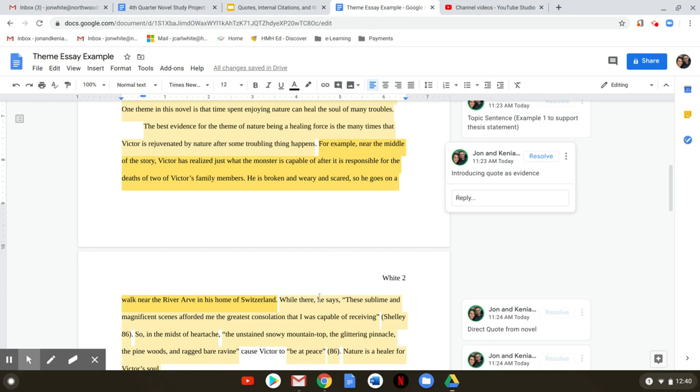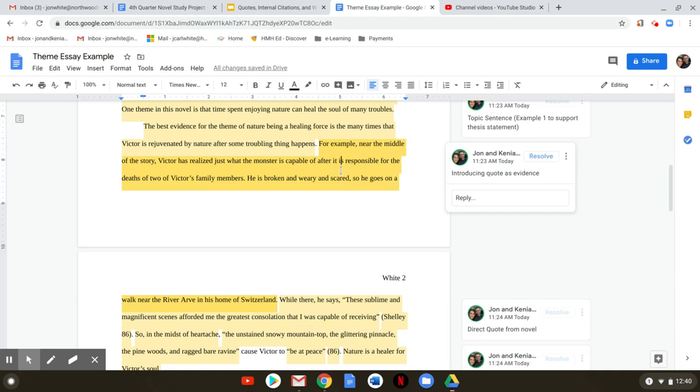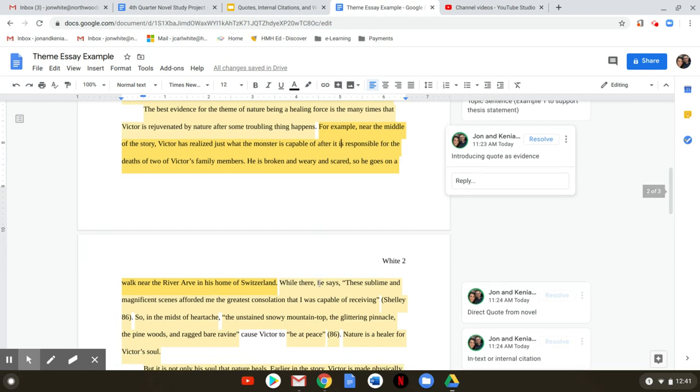If I jumped straight to the quote, the reader has no idea of the context. The reader doesn't understand why you are giving me this quote. So you need to introduce the quote, give a little bit of context. When in the story does this quote or this event take place? And then drop the quote.